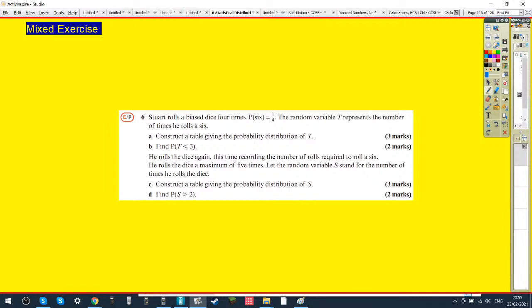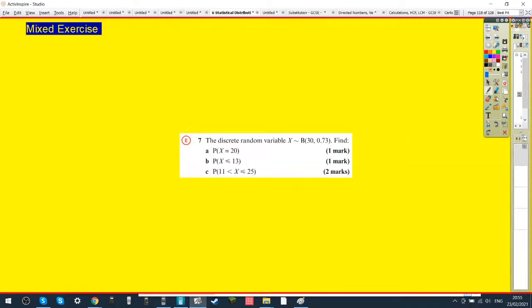Let's see this one. He rolls a dice again. Yeah, construct a table. This looks alright. How about this one?